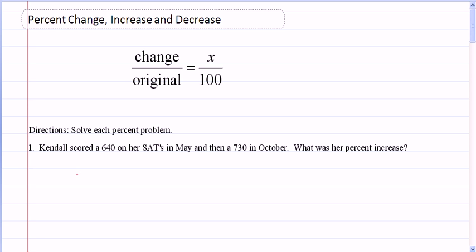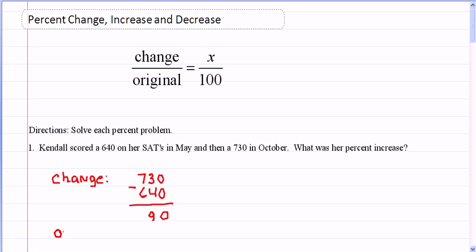So let's go to an example and look at how to use the formula. In number 1, Kendall scored a 640 on her SATs in May and then a 730 in October. The first thing I want to find is the change, and the change is the difference between her two SAT scores. So you want to take 730 minus 640. You always want the change to be positive, so just start with the higher SAT score. And when you subtract, you get a change of 90.